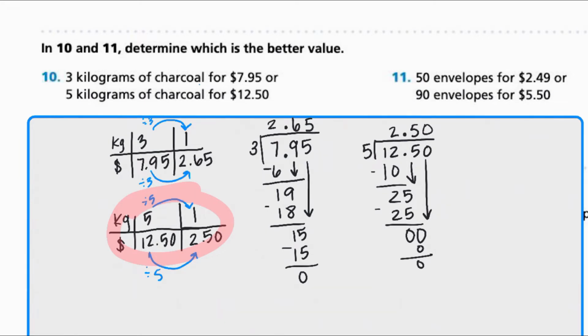Okay. We do the same thing for number 11. Set up your ratio table. You are going to find out per one envelope how much it costs. And once you have that one envelope, then you can decide which is a cheaper value, a better value.